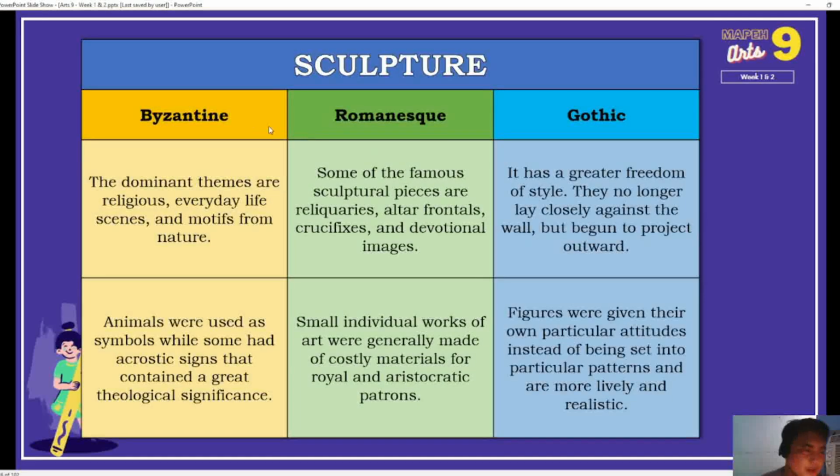For the sculpture, Byzantine, the dominant themes are religious, everyday life scenes, and motifs from nature. Animals were used as symbols, while some had acrostic signs that contained a great theological significance. For the Romanesque, some of the famous sculptural pieces are reliquaries, altars, altar frontals, crucifixes, and devotional images. Small individual works of art were generally made of costly materials for royal and aristocratic patrons.